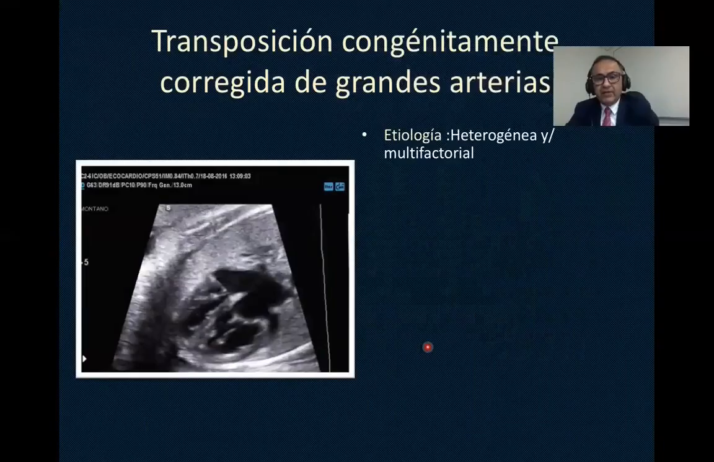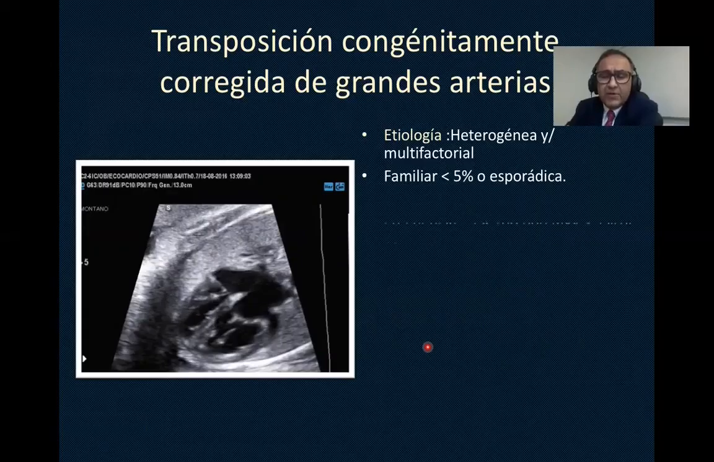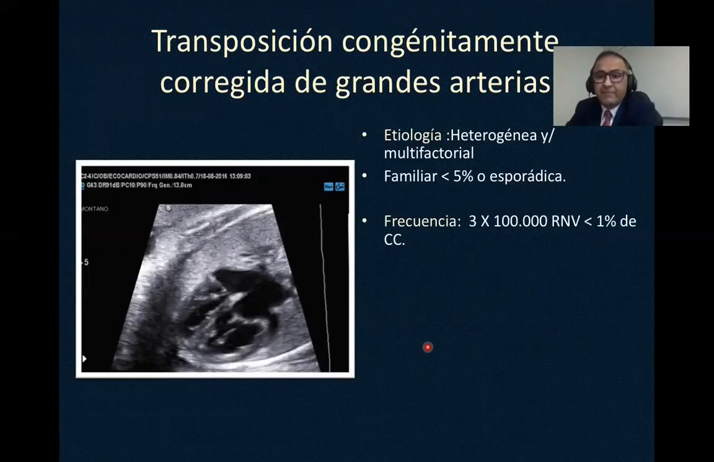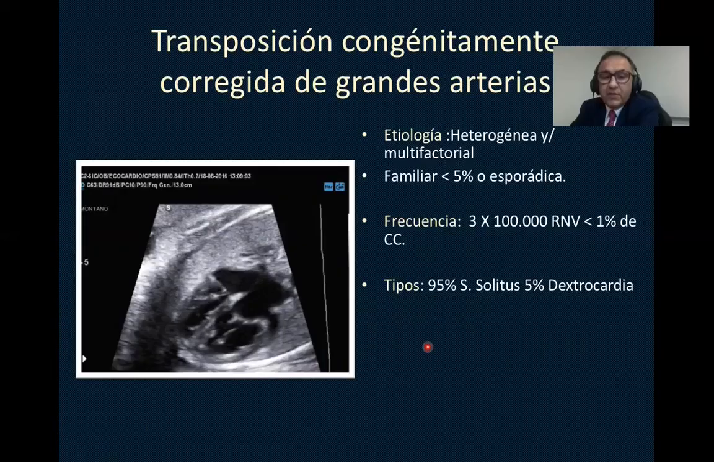The etiology is heterogeneous and multifactorial. Familial cases account for less than 5%, or it may be sporadic. It has a low frequency and represents less than 1% of congenital heart diseases. The types are 95% corrected transposition of the great arteries with situs solitus, and in 5% there may be dextrocardia.